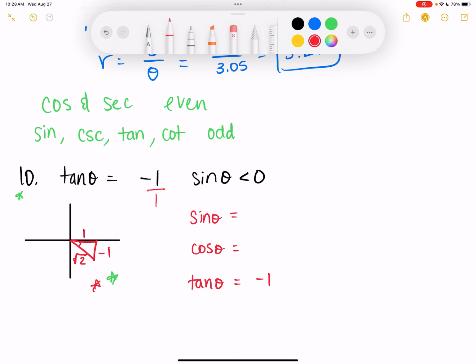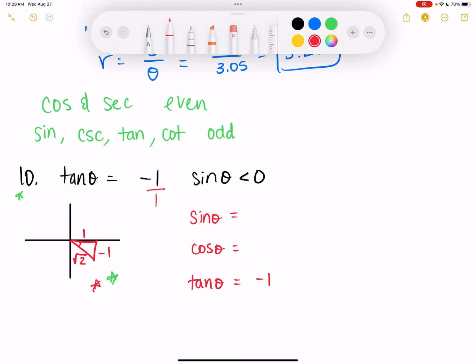But because we know that sine had to be less than 0, we knew that the y value had to be negative. Because they also could have told us that tangent was, well, never mind. I was going to say tangent could have been positive and sine negative, and then both values, x and y, would be negative, but that would put it in quadrant 3.